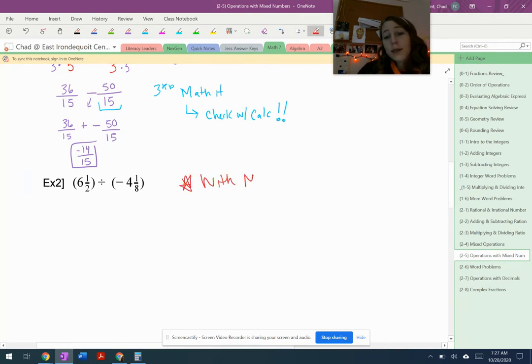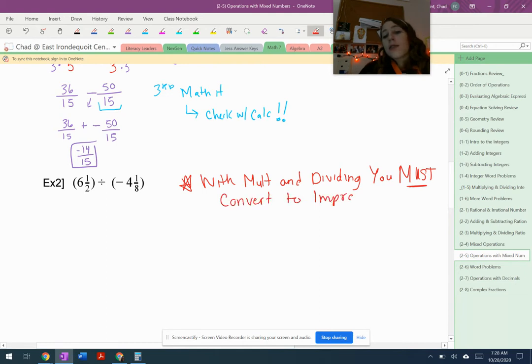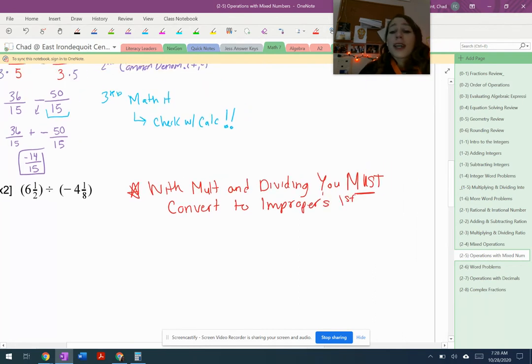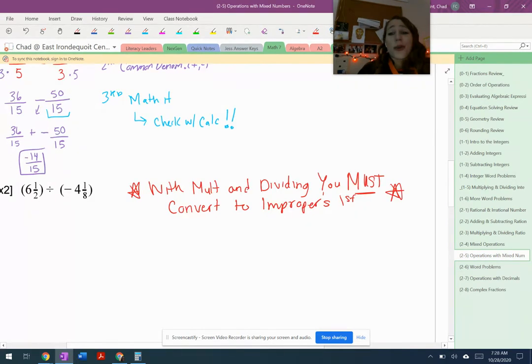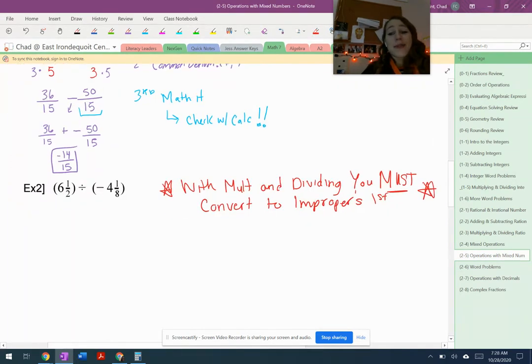So with multiplying and dividing, you must convert to impropers first. You cannot just multiply those corresponding pieces. I can't just multiply 6 times that -4 and the 1/2 times that 1/8. It doesn't work that way. So that's important.